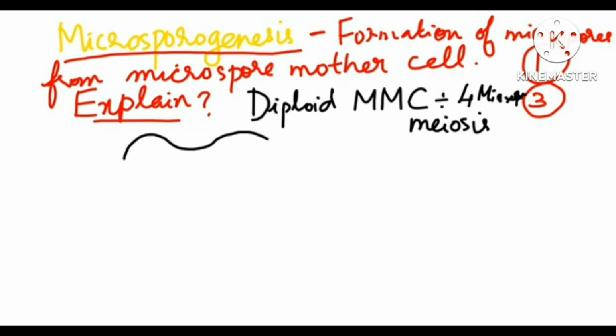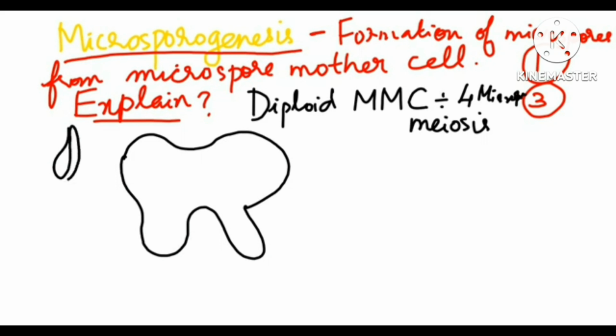Now here I have drawn the anther's section. One anther looks like this, and it is held up by the filament. This is the filament and this is a bilobed anther. Together they are called the stamen. This is the male reproductive part of the flower. The stamen consists of anther and filament. Now I have drawn here the anther's section.